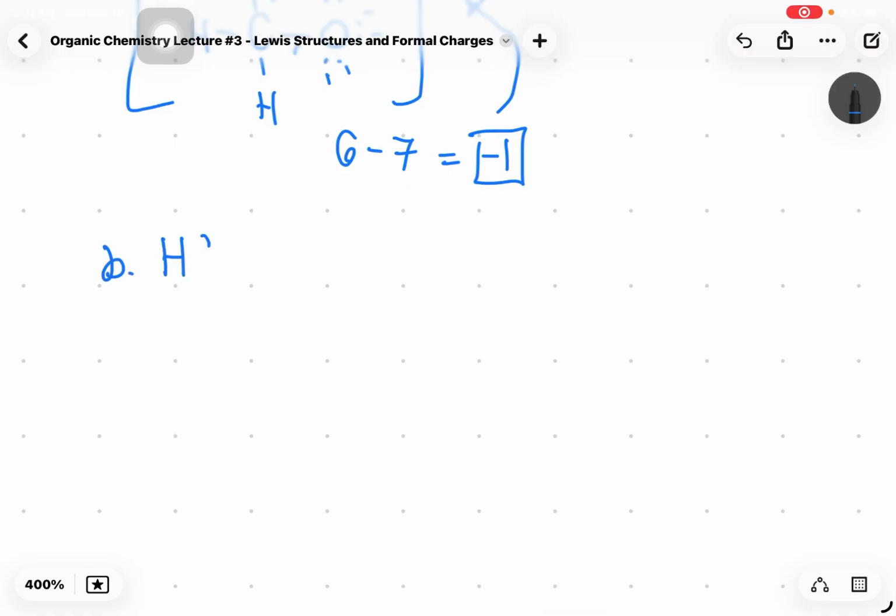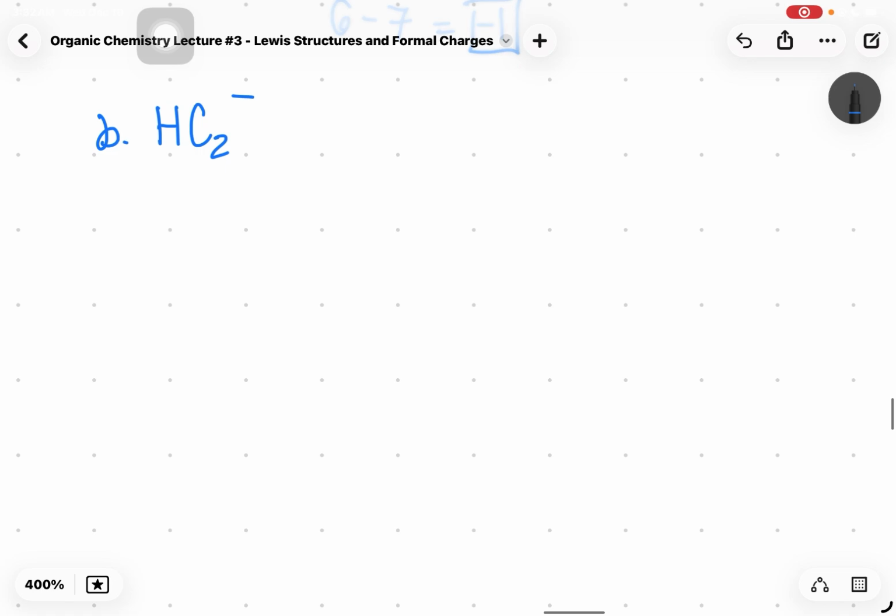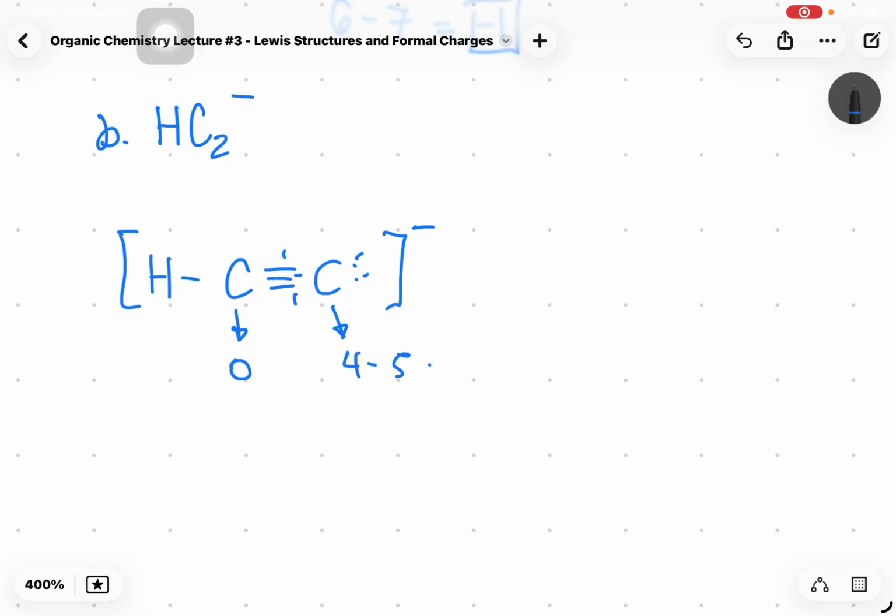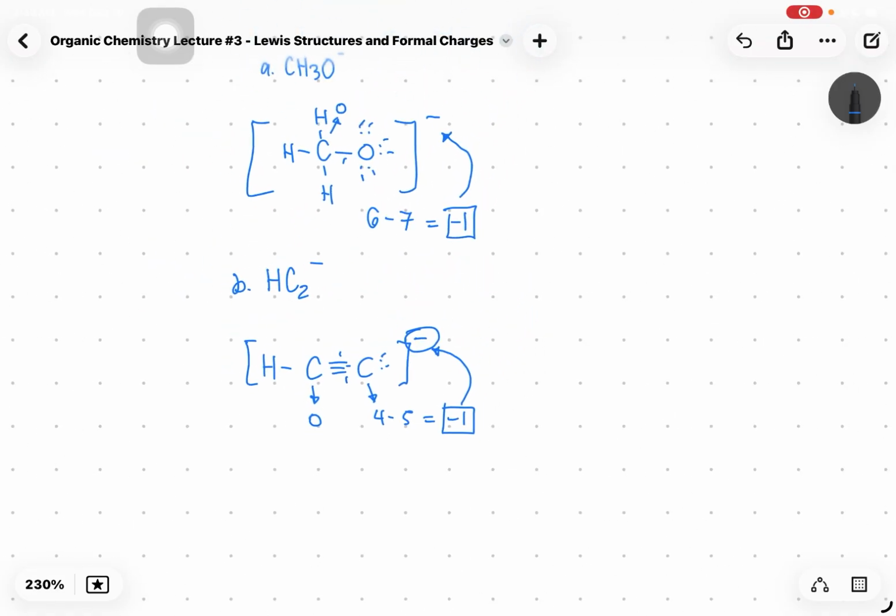Now, for the next example, we have HC2 minus, which we can just write like this. Now, what is the formal charge of each of the carbon atoms? This one is 0 immediately off the bat, and this has 2 dots and 3 lines. So that's 5. 4 minus 5 is -1. Hence our formal charge, or rather the charge of the ion, which is negative. And that's it. That's all you have to know about formal charges.